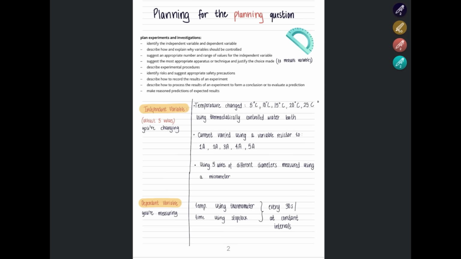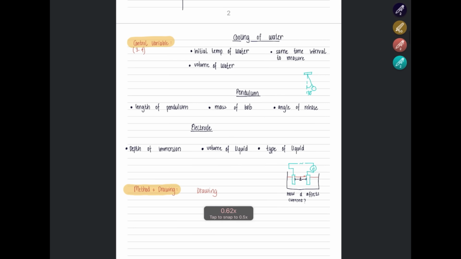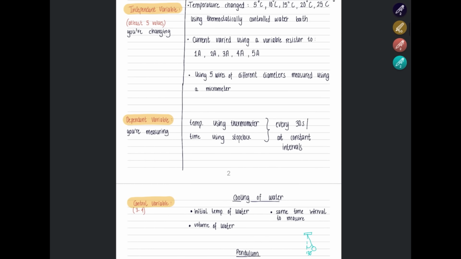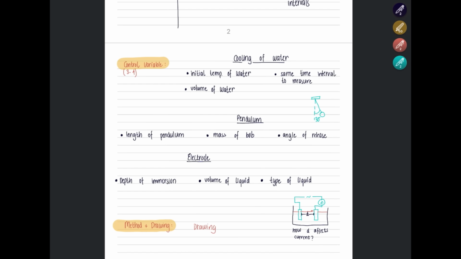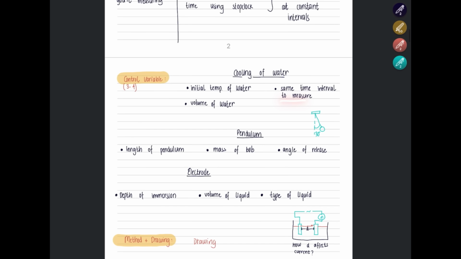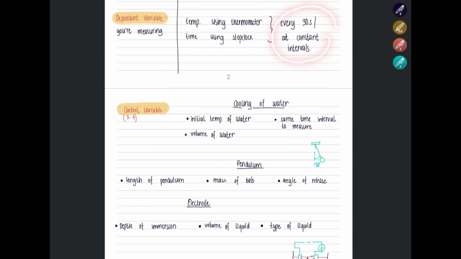Now we can have a look at what the control variables are. Control variables are something that is controlled during the experiment. Make sure that you're only measuring the relationship between these two variables and a third variable is not affecting your results. So for example, if you are investigating the cooling of water, how does temperature reduce with time? Make sure that the initial temperature of water is the same, the volume of water is the same, and you are measuring time after equal intervals, for example, after every 30 seconds.